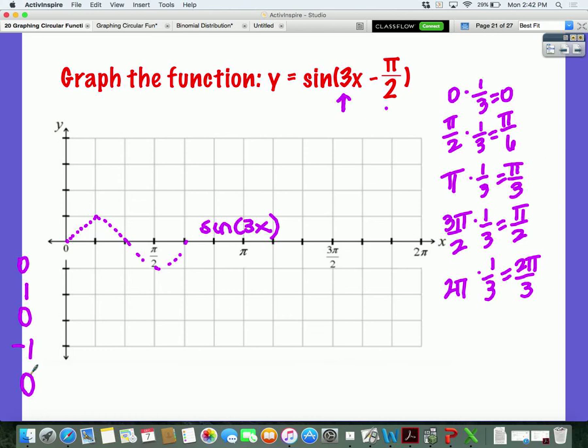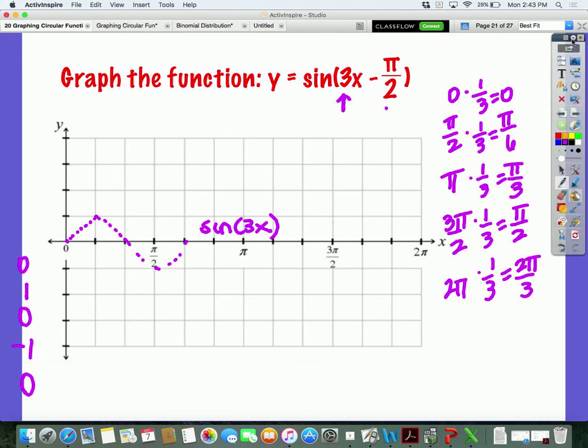Exactly. Your y's don't change. These are still associated with the big 5. It's just now that since our period has changed, these go with 0, pi over 6, pi over 3, pi over 2, and 2 pi over 3. So 2 pi over 3 would be the period. If it was cosine, instead of starting at 0, we would start at 1. And it will go 1, 0, -1, 0, 1.